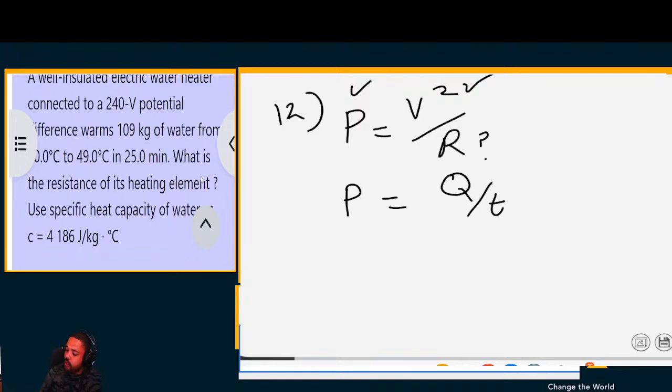Now in this formula, we can get the power if we have the time, but we need the energy. So how do we get the energy? You see, we're working backwards. I'm working backwards to see how we can start this problem by looking at what we need to calculate first. We need to calculate the resistance.